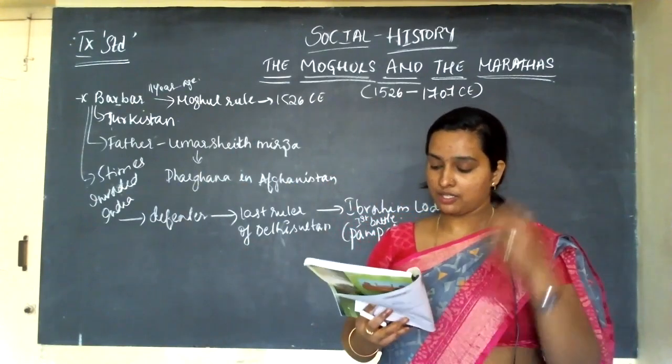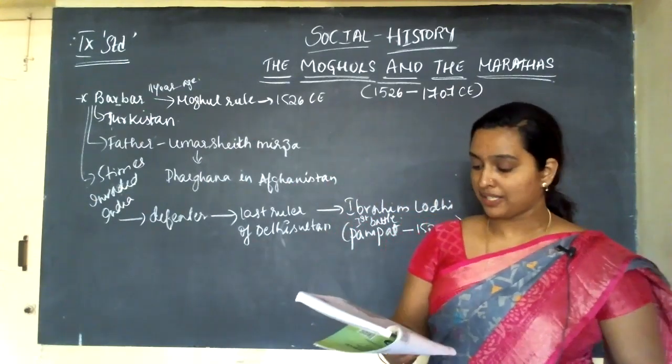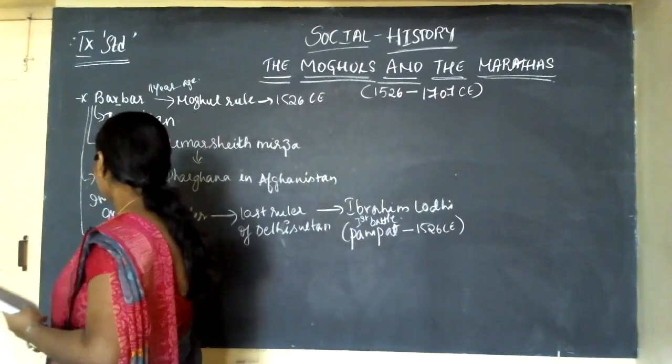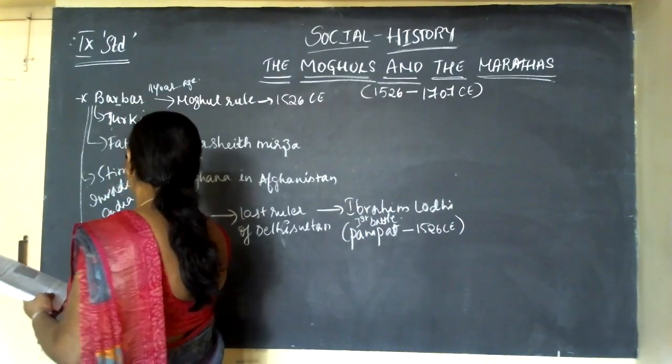He established the Mughal dynasty in India, and this battle is called the First Battle of Panipat. Delhi was its capital. What was the capital when the Mughal rule started? Delhi was its capital. Got it?